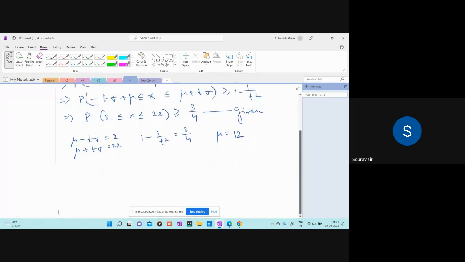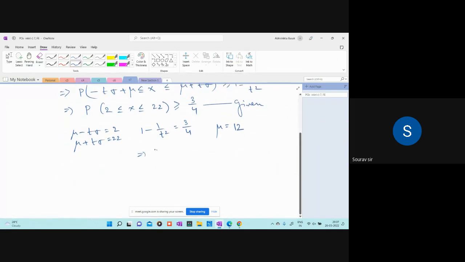From over here, we can solve for t and sigma. Many pieces of information are given. Here, 1 minus 3 by 4 gives me 1 by t square, that is 1 by 4 equals 1 by t square. That gives me t square equals 4. So mu plus and minus t sigma, adding them gives 2 mu equal to 24, which is also satisfying mu equals 12. And that gives me t equals plus or minus 2.